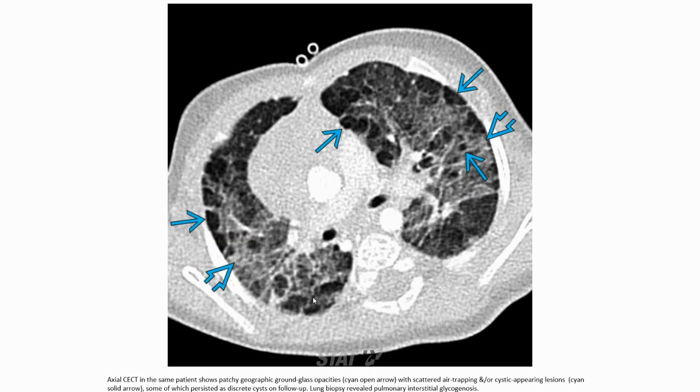So in the CT, the axial contrast enhanced CT in the same patient shows patchy geographic ground glass opacity with scattered air trapping and or cystic appearing lesions, some of which persisted as discrete cysts on follow-up. Lung biopsy revealed pulmonary interstitial glycogenosis.